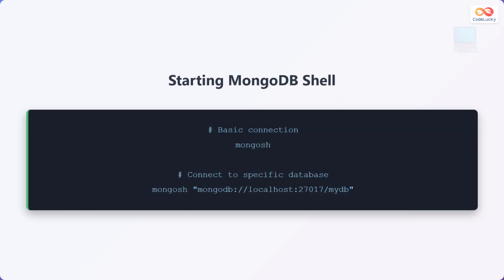To start the MongoDB Shell, open your terminal or command prompt. For a basic connection to your local MongoDB instance, simply type mongosh and press Enter. To connect to a specific database, use the command mongosh, followed by the connection string. The connection string typically includes the protocol, which is mongodb, the host, which is localhost, the port number, which is 27017, and the database name, for example, MyDB.